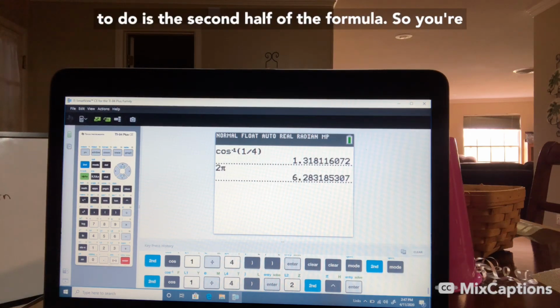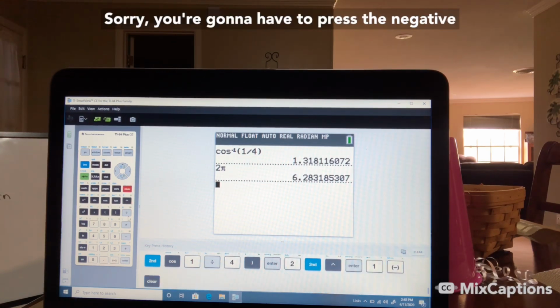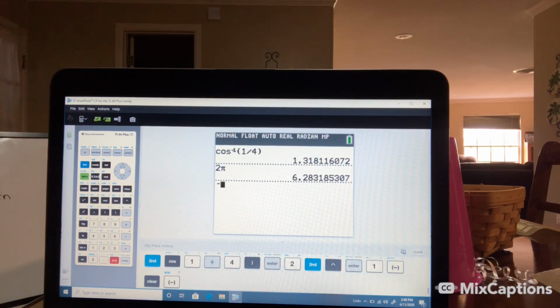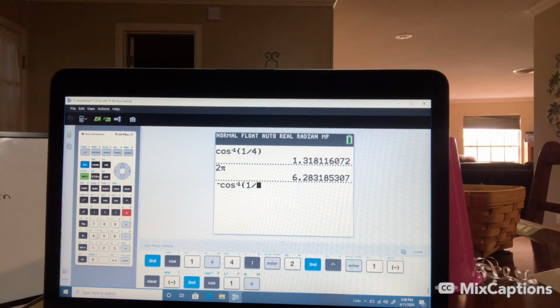Okay, so the other one you want to do is the second half of the formula. You're going to have to press the negative inverse cosine and still put 1/4 in the parentheses.